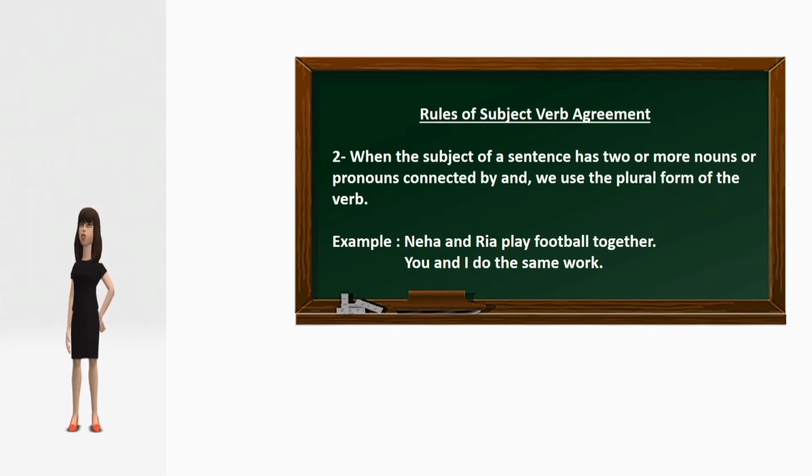Let's move to another rule of subject-verb agreement: when the subject of a sentence has two or more nouns or pronouns connected by and, we use the plural form of the verb. For example, Neha and Riya play football together. In this sentence, there are two nouns, Neha and Riya, so we have used a plural verb. Let's see another sentence. You and I do the same work. In this sentence also, there are two pronouns. First is you and second is I. That is why we have used the plural verb, which is do.